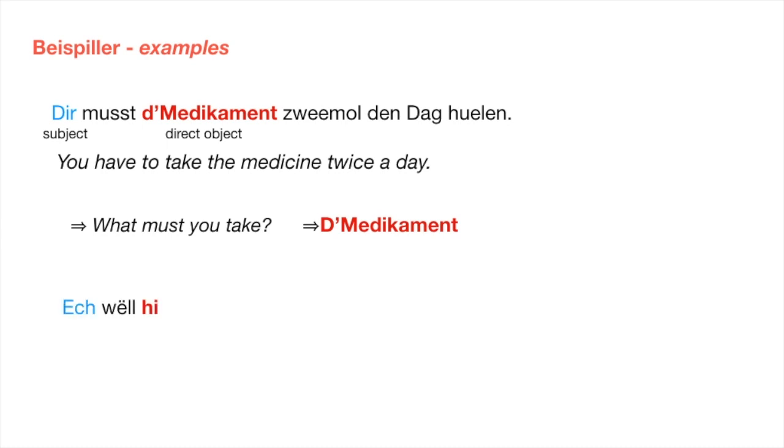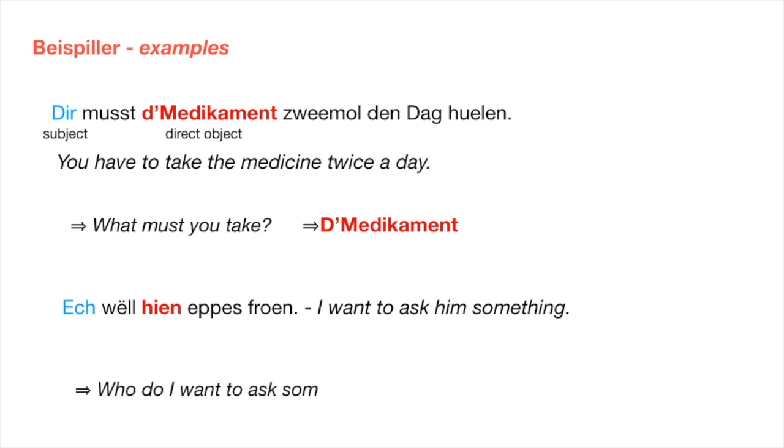Let's have another example. Ech wëll hien eppes froen. I want to ask him something. So here the subject is ech, okay, because that's the person who is active. And now to find out where the direct object is, you have to ask the question, who do I want to ask something? Wen wëll ech eppes froen? Hien, okay? Hien is here the direct object.